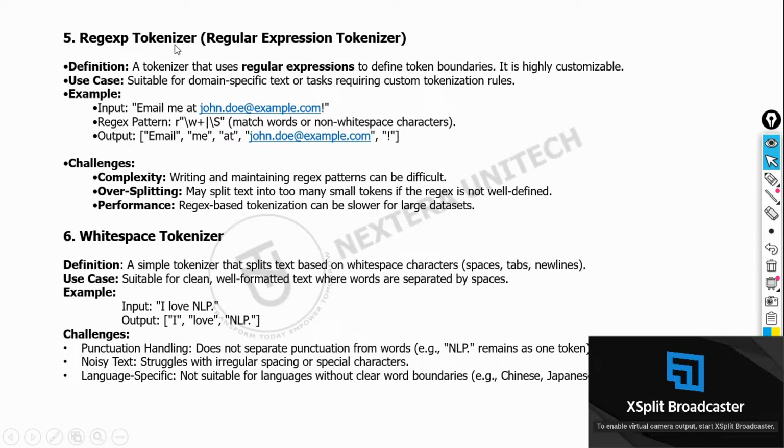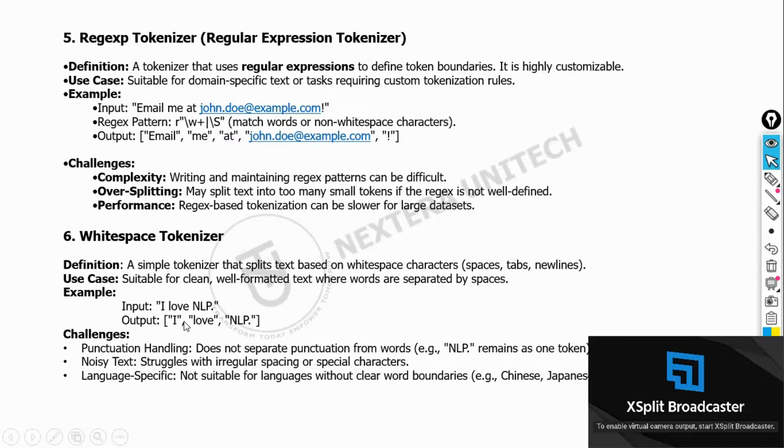Then we have the regex tokenizer, which is used based on regex patterns. Friends, there is a concept called regex, a standalone module, a library in Python, and it works completely on text data. You are supposed to define your patterns. Based on the pattern, it understands and starts splitting the text into tokens.